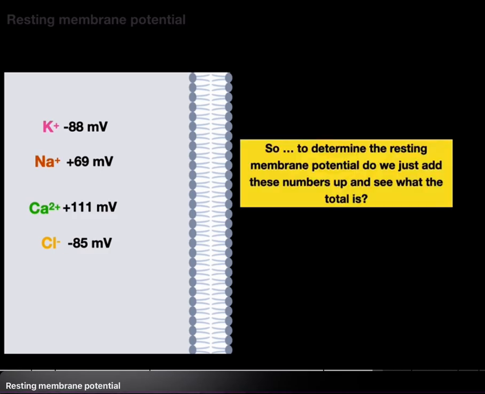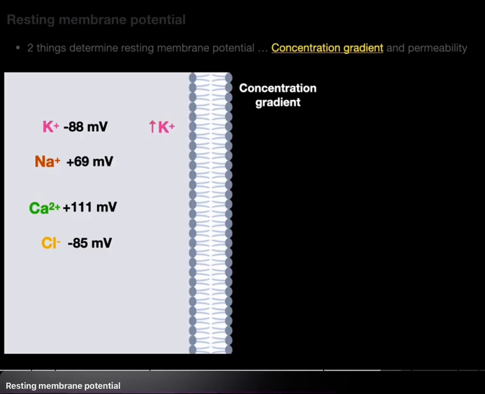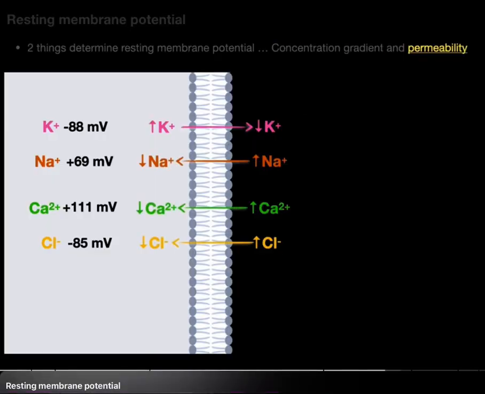So to determine the resting membrane potential, do we just add these numbers up and see what the total is? No, because we need two things to determine resting membrane potential: concentration gradient and permeability. For the concentration gradient, we have a lot of potassium inside, so it wants to go to the outside, and sodium and calcium are on the outside, and they want to go inside. But there's also permeability. 90% of all the ions moving across the membrane at rest is potassium, whereas only 1% is sodium, 1% calcium, and 8% is chloride.